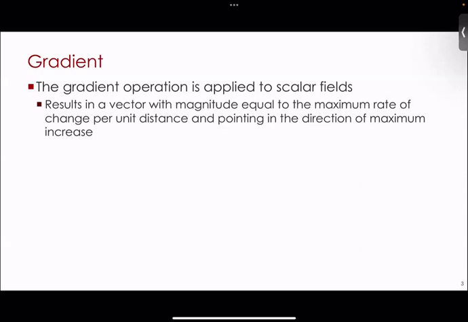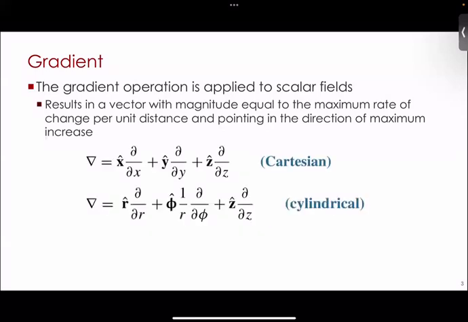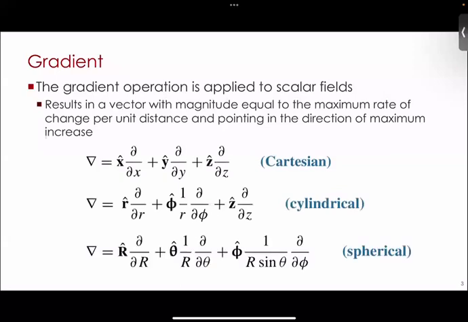We only do the gradient on scalars. What does that mean? A scalar is a number. It's a fancy name for just a number. A vector is a number with a direction. We don't do the gradient on a vector. So that's good. Scalars are easier, right? They don't have directions. And this is how you actually calculate it in the 3 coordinate systems.